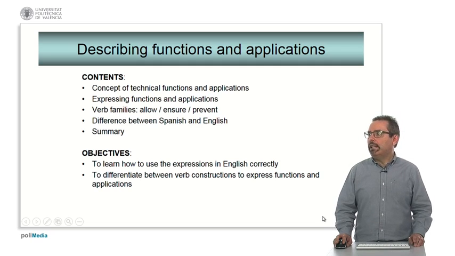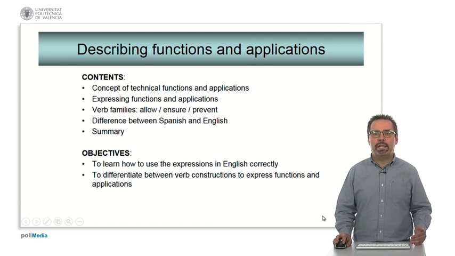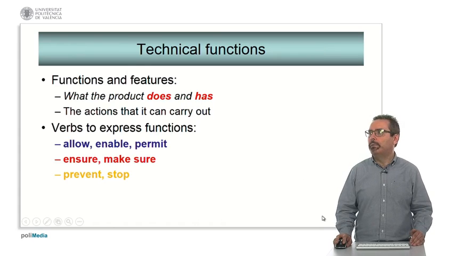The objective of this object is to learn how to use expressions in English correctly, and also to differentiate between verb constructions to express these two important functions of the English language: the functions of objects and the applications in engineering, for example. Then technical functions. When we express technical functions and features, it means that we are expressing what the product does and has. So the actions that the object or product can carry out, normally technical actions or activities.